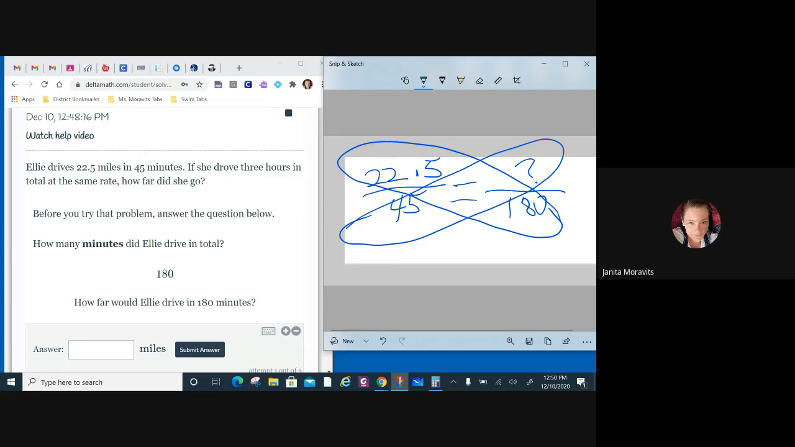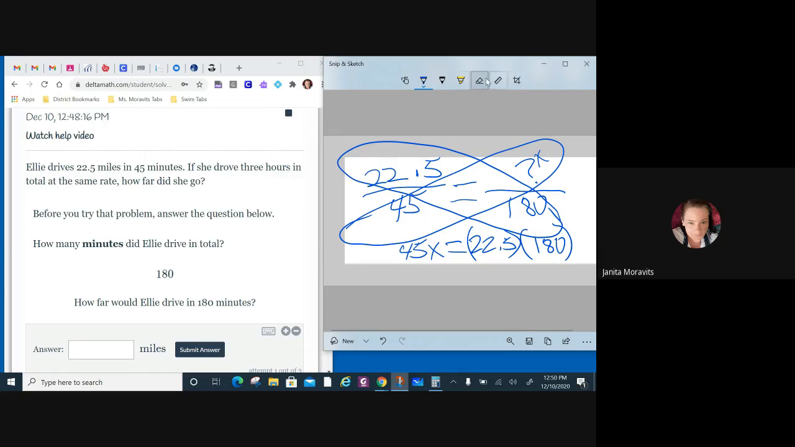All right, so that means we are going to have, let's say, let's replace this with an X, okay? We're going to say 45X equals, and then we're going to take our 22.5 and we're going to multiply that times 180.